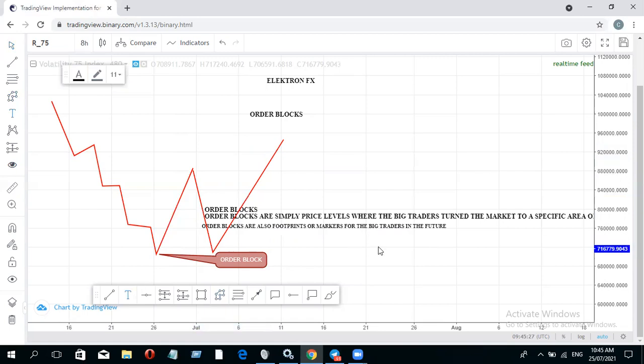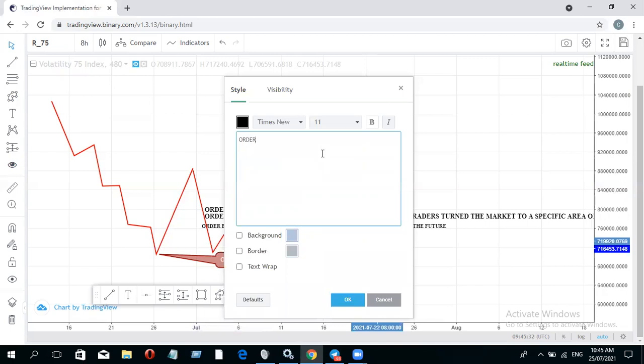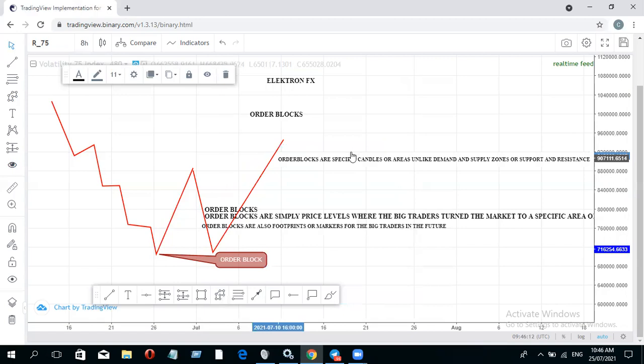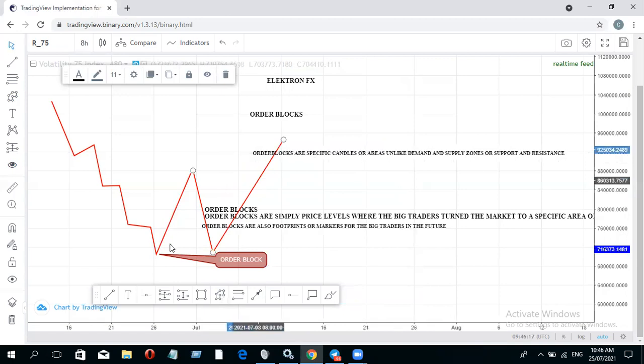Let's add another thing. Order blocks are specific candles or areas, unlike demand and supply zones or support and resistance. That means an order block is usually a specific candle. A particular candle is what makes up the order block.